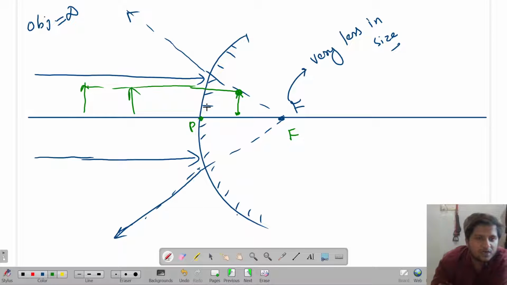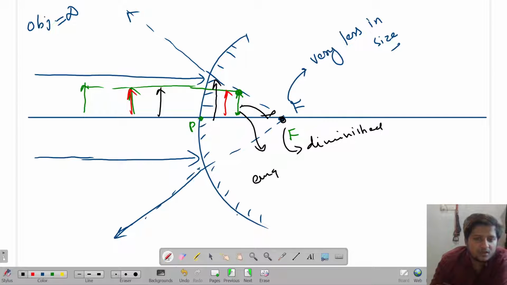If the object moves much nearer, the image will come much nearer towards the pole. Let's suppose if the object is here, the image will come much nearer towards the pole. If the object moves further forward, again it will come much nearer to the pole. So what you observe, this is zero size, diminished. This is a little bit enlarged as compared to this or not? Tell me yes or no, Gagan.